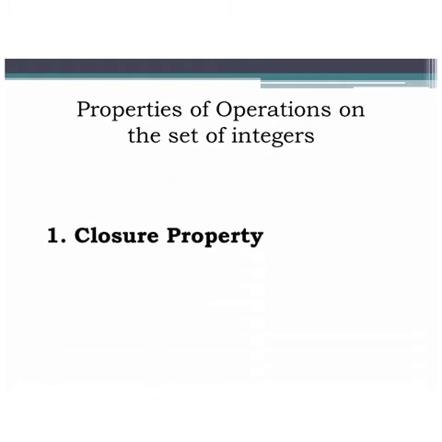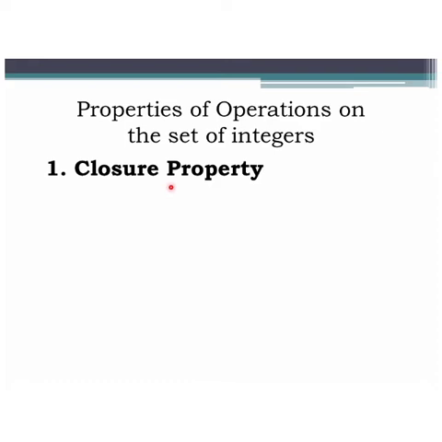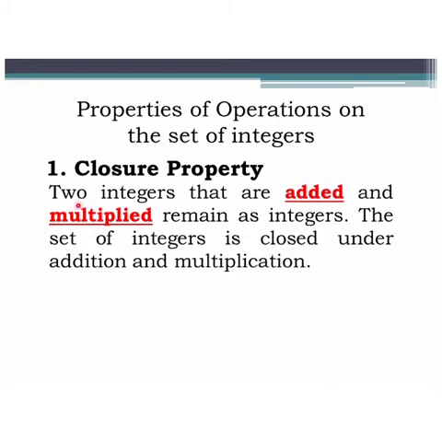Number 1, we have what we call the closure property. So what does closure property mean? It is stated here: two integers that are added and multiplied remain as integers. The set of integers is closed under addition and multiplication. So guys, it is very clear here that this property is only applicable to addition and multiplication.